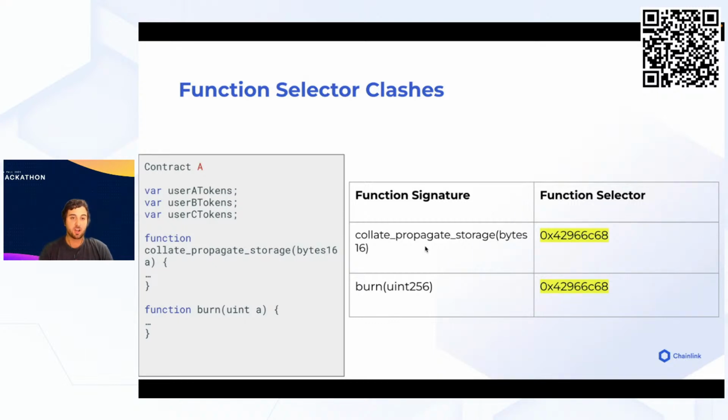If you're developing a smart contract, so let's look at contract A here. The Solidity compiler would actually catch this, right? It would prevent this from happening within the same contract. So the Solidity compiler will say, hey, collate_propagate_storage and burn, they have the same function selector. You can't compile this. Don't deploy it. This is not good. And so we don't really have to worry about it so much within the same contract. But remember, we're talking about proxy implementation patterns here. We're forwarding or borrowing from one contract to another. And so between two different smart contracts, they may very well have function selector clashes, right?